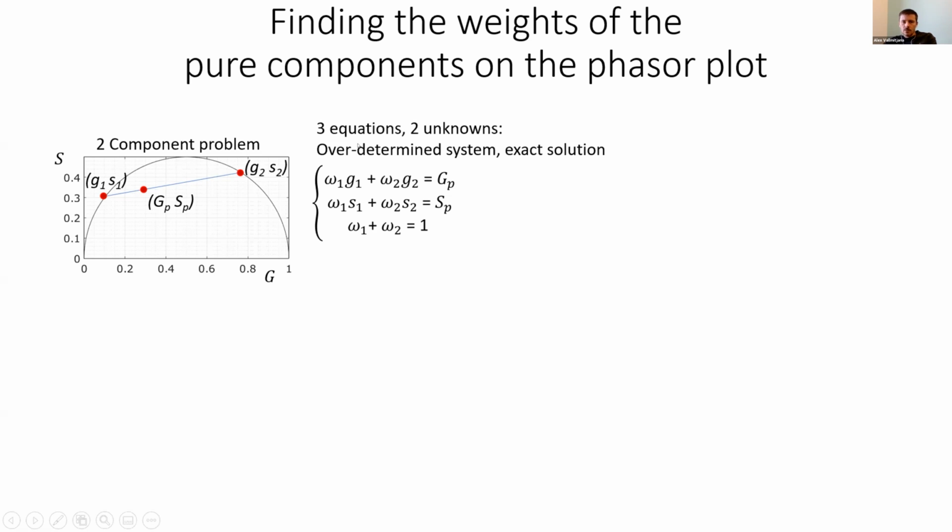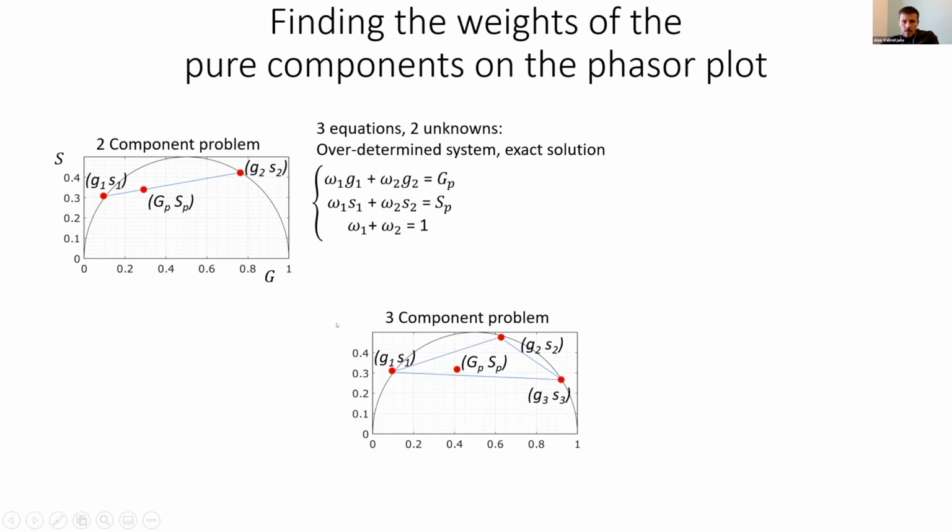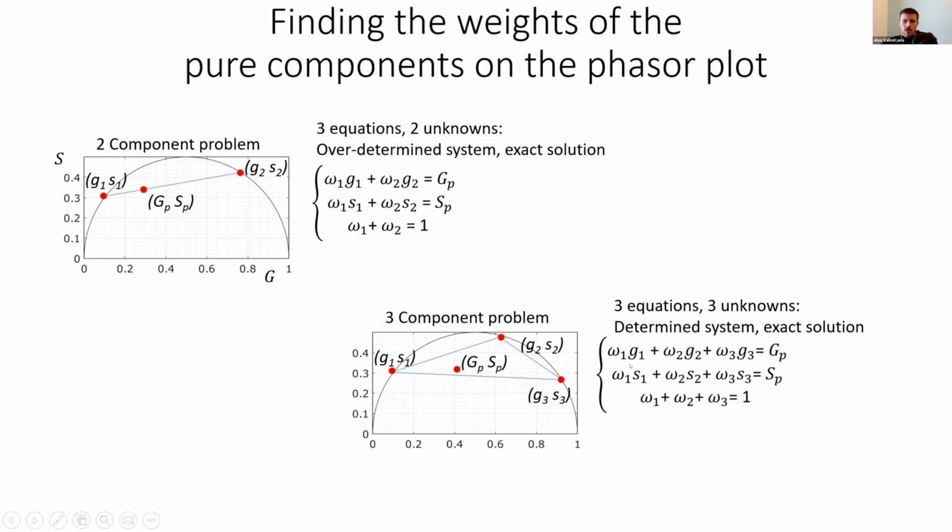So in this case, we have 3 equations, 2 unknowns. I repeat that the capital G's, we know, this is what we obtained from our experiment, and the positions of the pure components, so the S and G in lowercase, we know as well. What we're trying to find is to solve for the omegas, the weights or the fractions. So again, 3 equations, 2 unknowns, an over-determined system, we have a solution. For a 3-component problem, we still have a solution because we have 3 equations. So this is an exact solution. You have 3 unknowns, which are the 3 weights, and all the rest you know, so you can solve for it in these cases here.